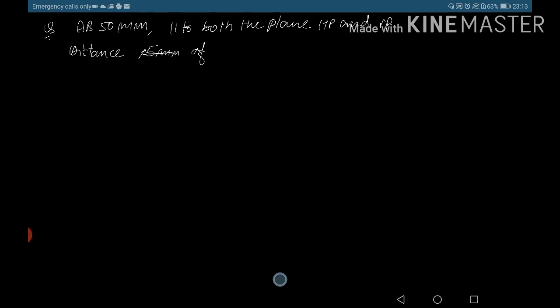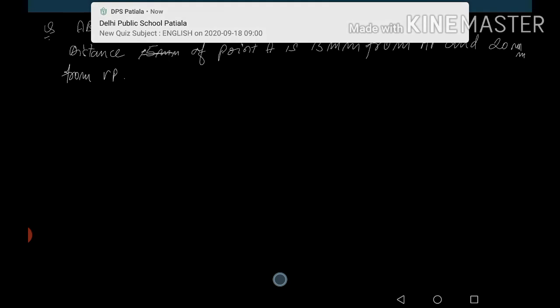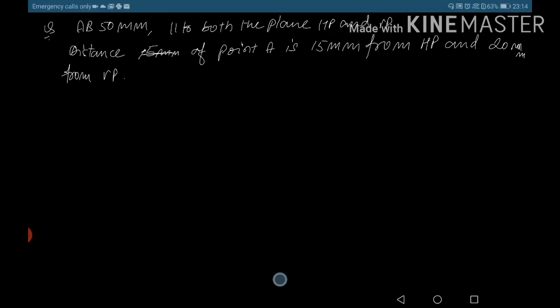distance of point A is 15 mm from HP and 20 mm from VP. Okay, one distance is given 20 mm.